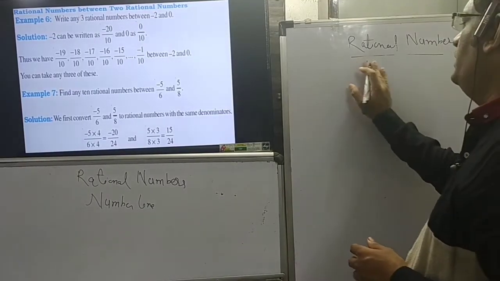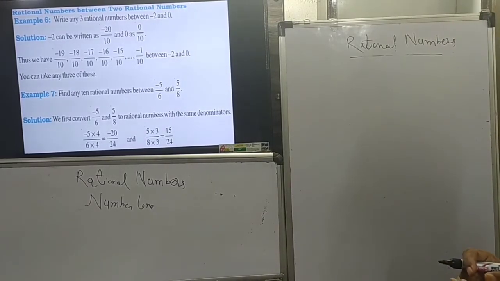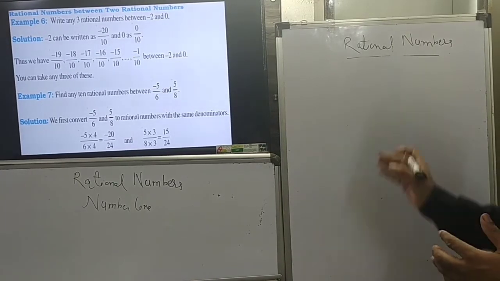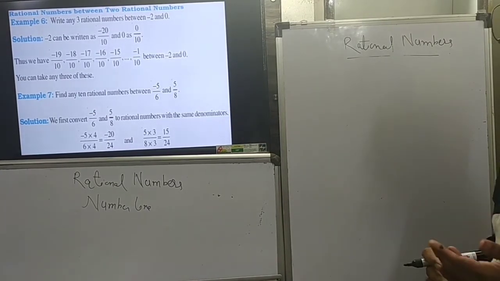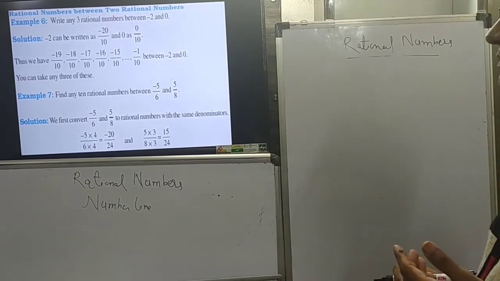Now we try to use another method to find rational numbers. If we want 2 or 3 rational numbers, the average method is good. But if we want to find 10 rational numbers or 20 rational numbers, then it is not suitable.